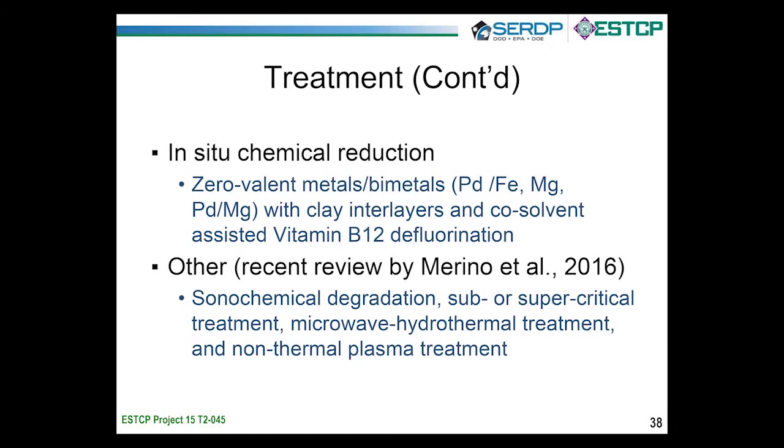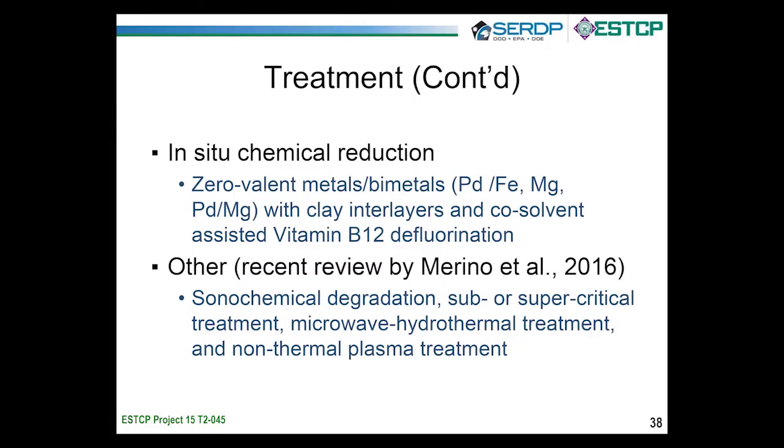The same thing applies with in situ chemical reduction. There's a lot of great SERDP work involving zero-valent metals and bimetals with clay inner layers and co-solvent-assisted vitamin B12 defluorination. This work is being done by Dr. Linda Lee at Purdue University. Some success with PFOA, more limited success with PFOS. And then there's other experimental work that is very promising, but has not been demonstrated at the field scale, like sonochemical degradation and non-thermal plasma treatment.